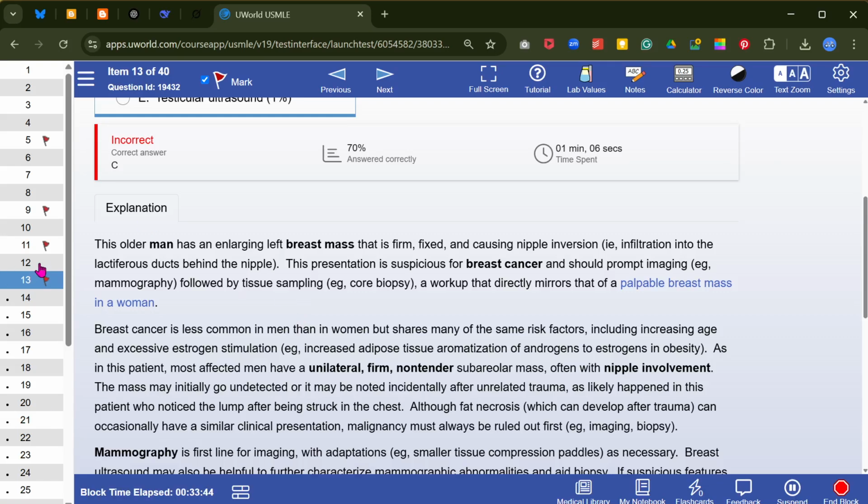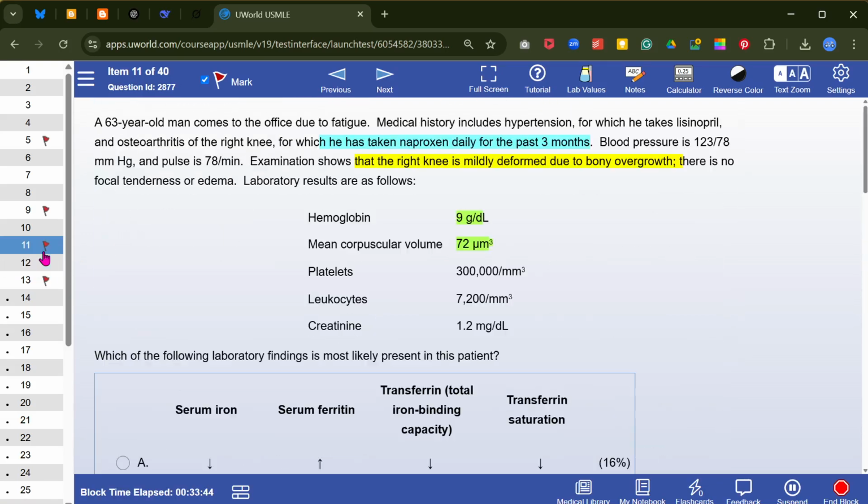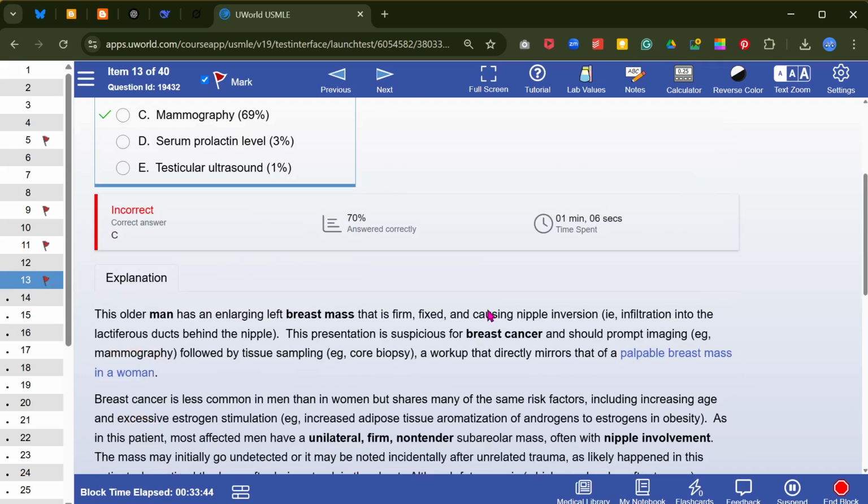So this older man has an enlarging left breast mass that is firm, fixed, causing nipple inversion, with infiltration into the lactiferous duct behind the nipple. This presentation is suspicious for breast cancer and should prompt imaging, mammography followed by tissue sampling, core biopsy. A workup that directly mirrors that of a palpable breast mass in a woman.